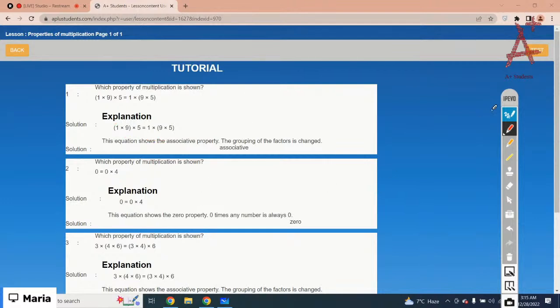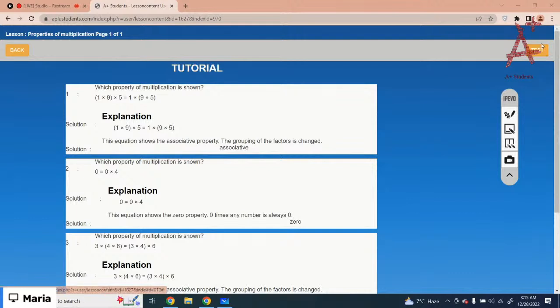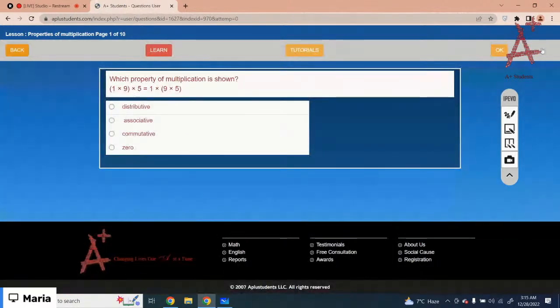Let's just start with the test questions. Okay, which property of multiplication is shown? You have three numbers involved and on both sides the numbers are exactly the same.